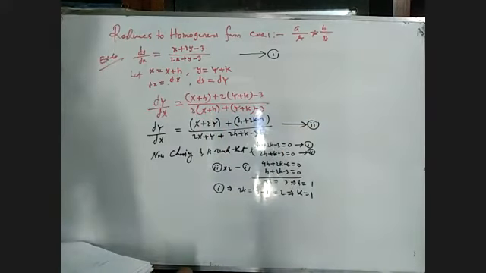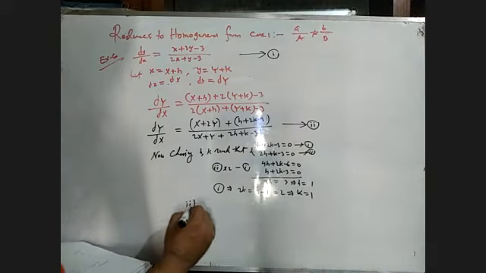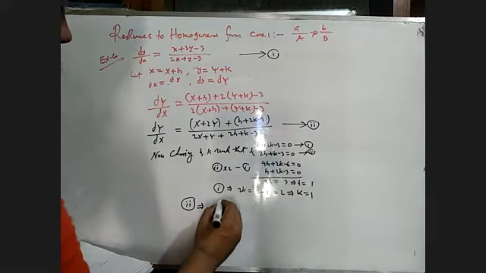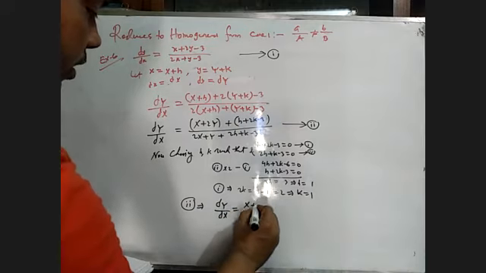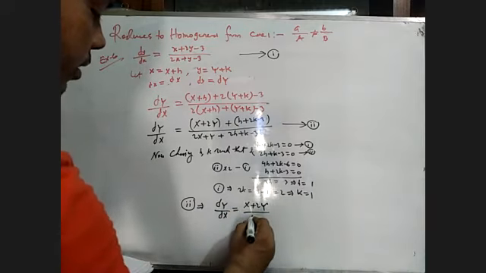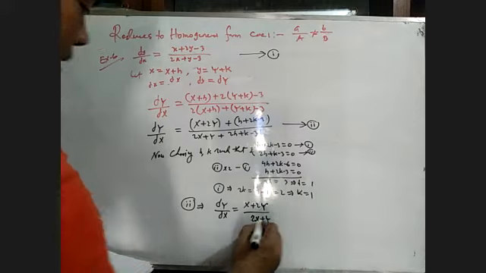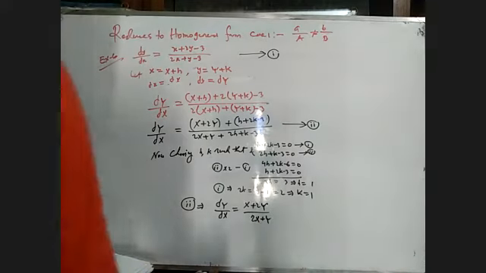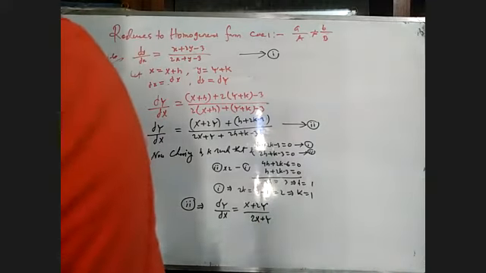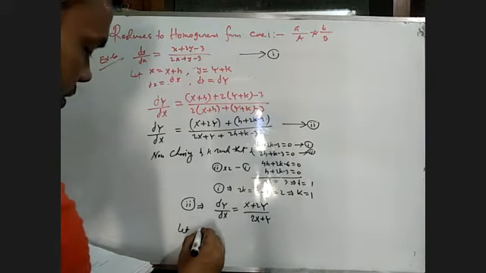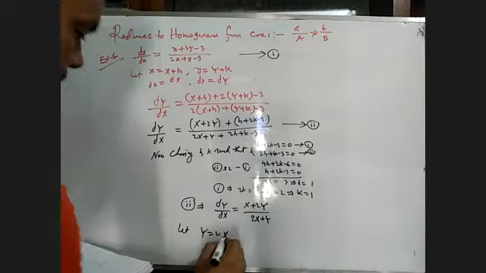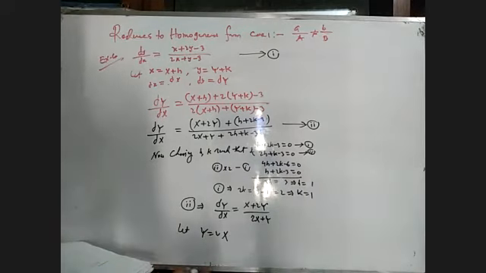Now putting the values of h and k from 2, we can write capital dY by capital dX equals (X plus 2Y) divided by (2X plus Y). This is the reduced one. Now let Y equals vX.